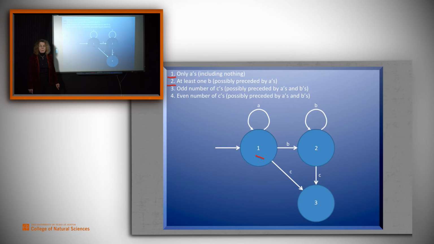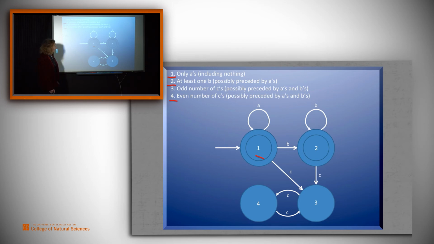So this requires that we build a new state 4. There you go. And let's build the transitions to it. If we see a C from 3, we go to 4. And if we see a C from 4, we go back to 3. So we're just going to alternate between 3 and 4. Odd, even, odd, even.